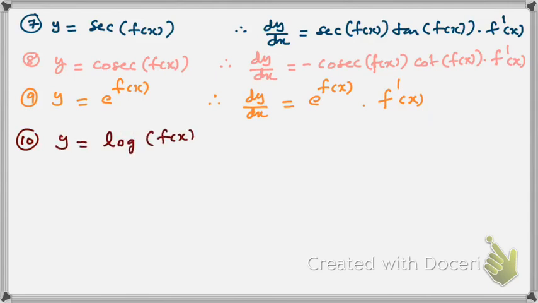Y is equal to natural log of f of x. Log of f of x to the base of e. We might not write this e all the time. So log of f of x, derivative dy by dx will be 1 by f of x, because log x is 1 over x. So log of f of x is 1 by f of x into f dash of x.